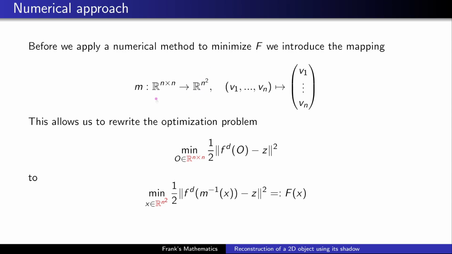Introducing this mapping M into our optimization problem, we can rewrite it in the following form, and you can see that we are now, instead of searching for O in the space R^(n×n), basically looking for x in the space R^(n²). And this is easier to handle if you want to implement this in MATLAB.